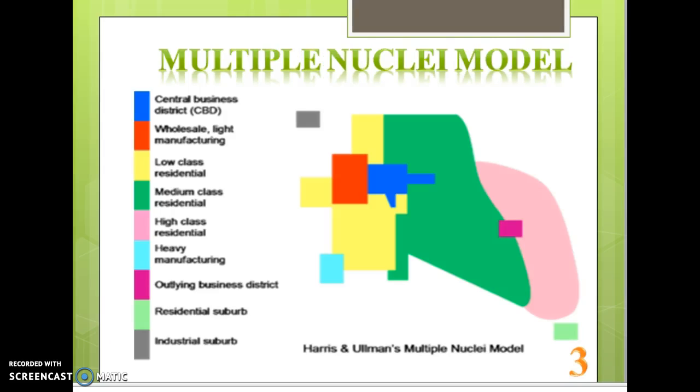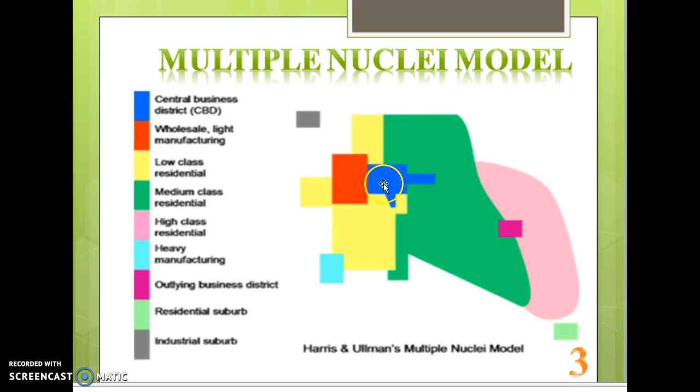All right, and the last one we're going to take a look at for today in your textbook is the multiple nuclei model. The concentric circle and the sector models assume that urban growth and development spread outward from a single central business district, which had originally been the site for the first settlement. The multiple nuclei model, developed in 1945 by geographers C.D. Harris and E.L. Ullman, counters that large cities develop by spreading from several nodes of growth, not just one.